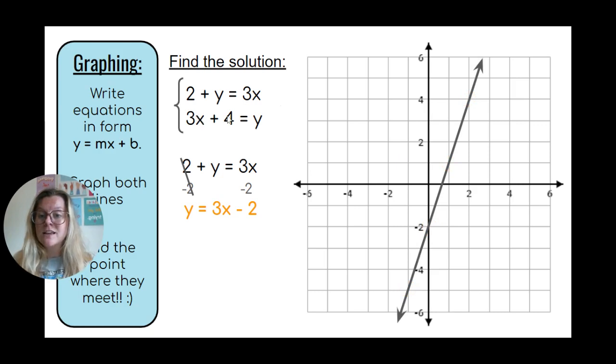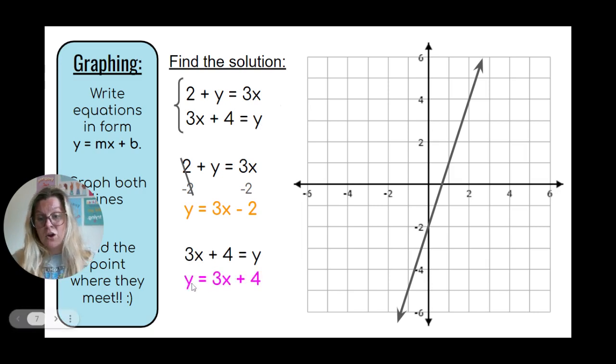Next, I need to fix the second equation. It is also not in y equals form, or is it? So notice the y is just on the right side. We could totally just rewrite that as y is equal to 3x plus 4. So again, I'm going to start with my b value. I'm going all the way up here to 4. My slope is 3, so I'm going up 3 to the right 1.